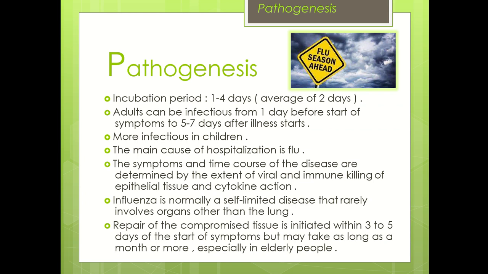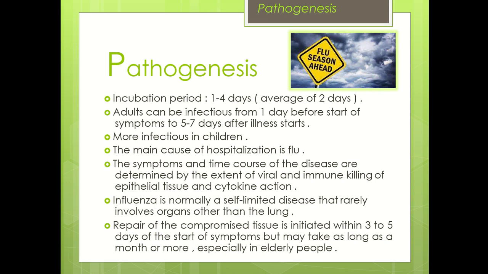So for pathogenesis, generally we divide it into the asymptomatic period and symptomatic period. The asymptomatic period, that we call the incubation period, proceeds for 1 to 4 days, an average of 2 days. So adults can be infectious from day 1 before the start of the symptoms to the 5th to 7th day after the illness starts. It is more infectious in children. The main cause of hospitalization due to flu is the influenza virus.